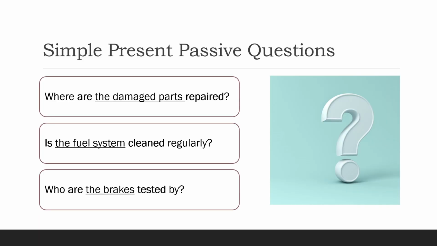To make questions, we put am, is, are at the beginning. We start with am, is, or are. And if there's a question word, we start with the question word and am, is, are follows. Where are the damaged parts repaired? Is the fuel system cleaned regularly? Who are the brakes tested by?